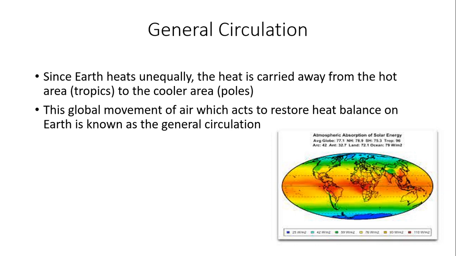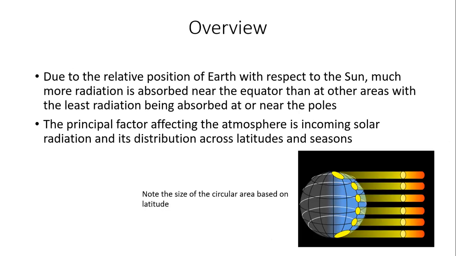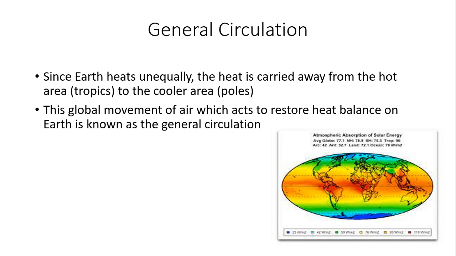So since Earth heats unequally due to the more direct solar radiation hitting closer to the equator and the tropics, and the less direct radiation, the larger circle over the polar areas, the heat is going to be carried away from the hot area in the tropics to the cooler areas known as the poles. This global movement of air, which acts to restore heat balance on Earth, is known as a general circulation.